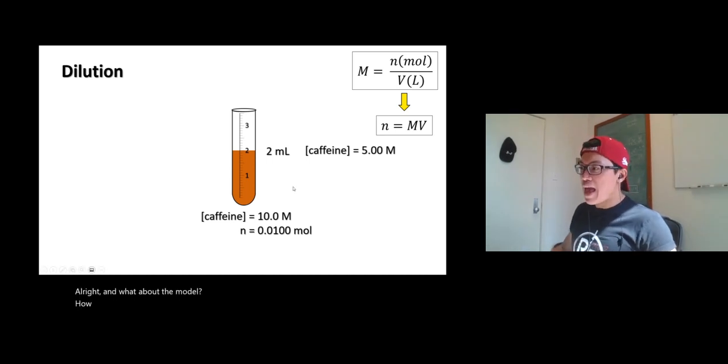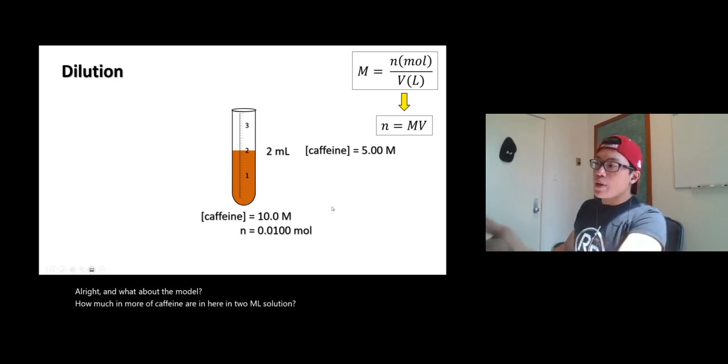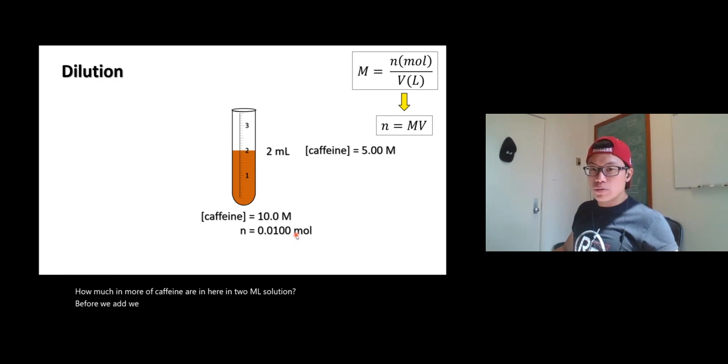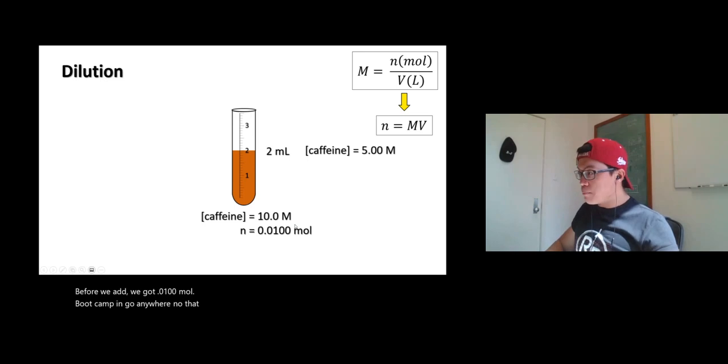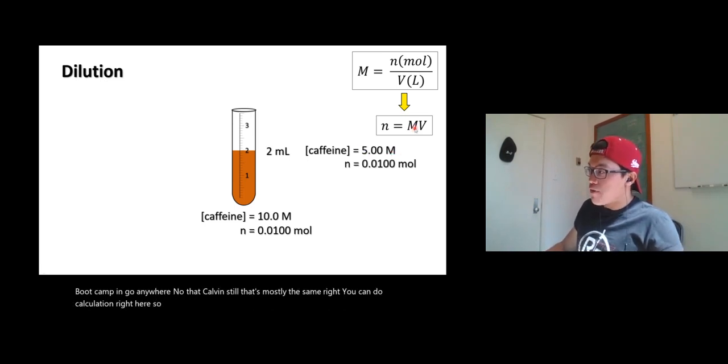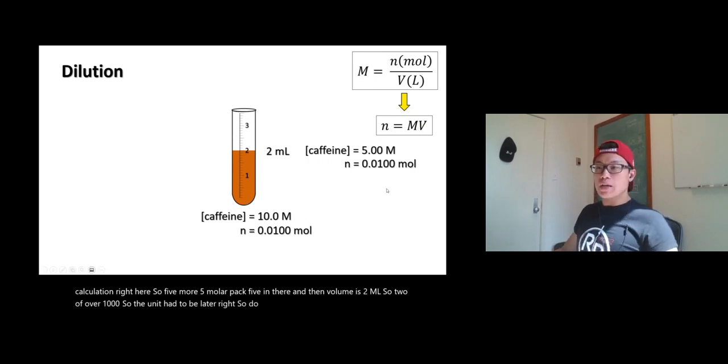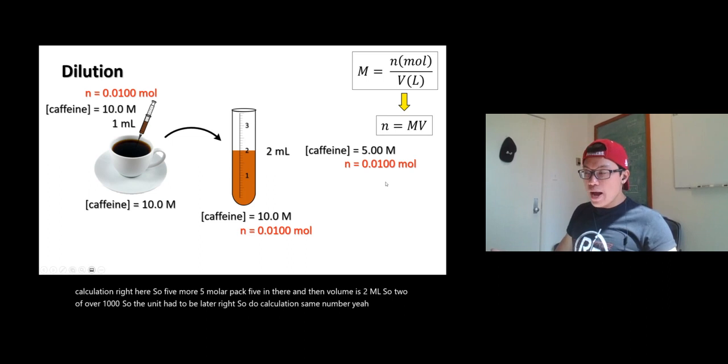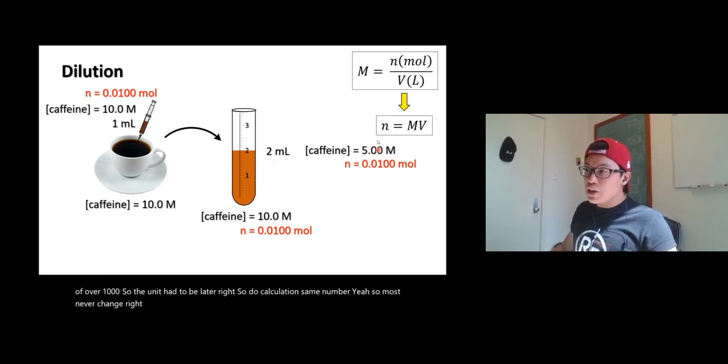How much in mole of caffeine are in here in 2 milliliter solution? Well, before we add, we got 0.0100 mole. Will that caffeine go anywhere? No, that caffeine is still there. The mole is still the same, right? You can do the calculation right here. So 5 molar, plug 5 in there, and then volume is 2 milliliters, so 2 over 1,000. So the unit has to be liter, all right? So do the calculation, same number. Yeah. So moles never change, right? Before dilution, after dilution, in the syringe, mole never changes.